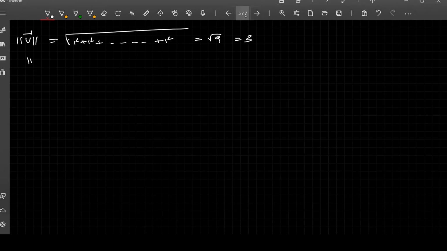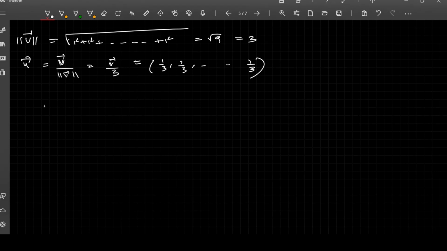And now a unit vector, how do we find the unit vector? The same thing, we must divide the vector by its magnitude. So u vector would be v vector divided by the magnitude of v vector, that is v vector divided by 3. This is the unit vector u, which is in the direction of v vector. This can be written as 1 by 3 comma 1 by 3 comma, till 9 times 1 by 3. And now we need to find another vector, w vector, which is in 8D.